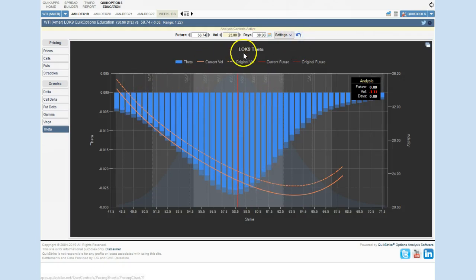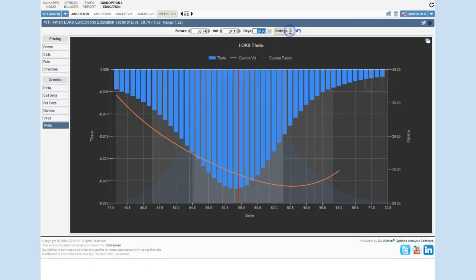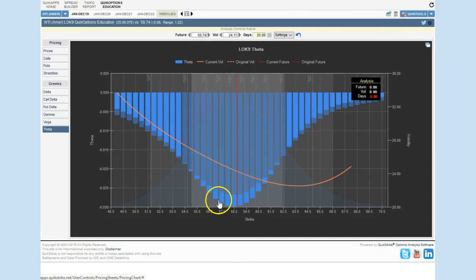And finally, we'll do our days to expiration. Now this one, can you guess what's going to happen? I go toward expiration, my theta is going to get larger, right? So if I move just time and not volatility or futures, the decay, what I'm going to lose, is going to increase as I move towards expiration. So something to really be cognizant of if you're long options.